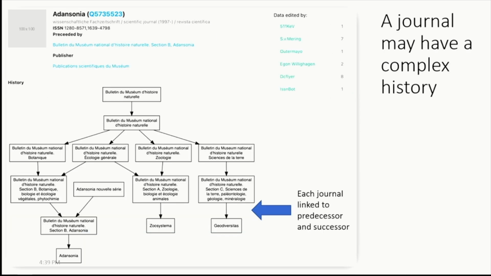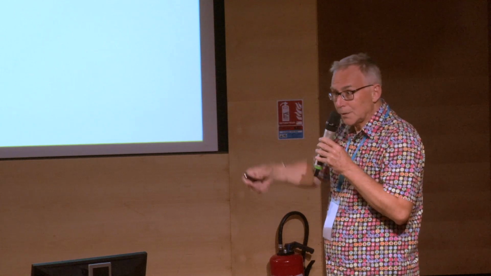Some journals have a very complicated history. This is one from the Paris Museum. Clement probably recognizes this. This is Adansonia. There have been several Adansonias. The journal has split, regrouped, split again, and so on. Wikidata is great for this. You can record the entire history of a particular journal, when it split, when it merged, and so on. Below all that would be a list of all the articles in this journal.